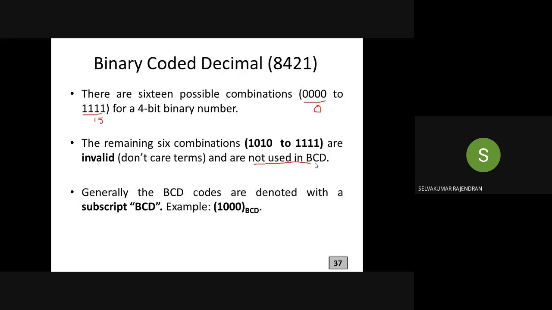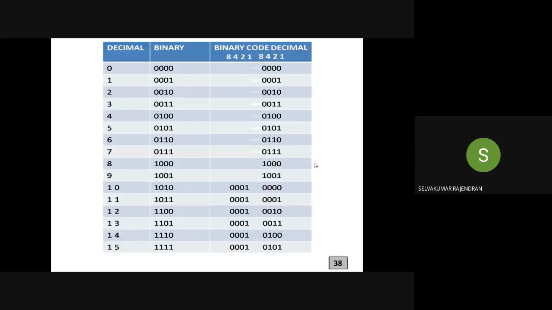Generally, BCD codes are denoted with a subscript BCD, like a binary value, octal value, or hexadecimal value. If you are representing a hexadecimal value, you write the value in brackets, followed by 16 as a subscript. It is also called packed BCD. So these are the examples for binary coded decimal.